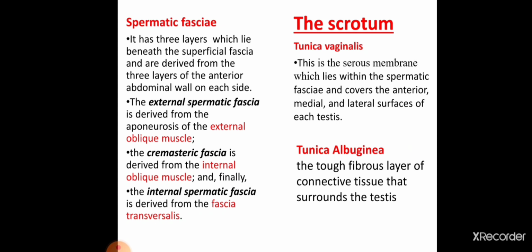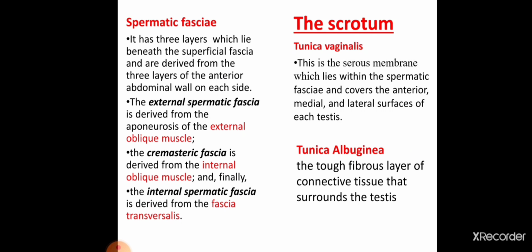Then we have spermatic fascia. It has three layers which lie beneath the superficial fascia and are derived from the three layers of the anterior abdominal wall on each side. The external spermatic fascia derives from the external oblique muscle. Cremastic fascia derives from the internal oblique muscle. And finally the internal spermatic fascia is derived from fascia transversalis.